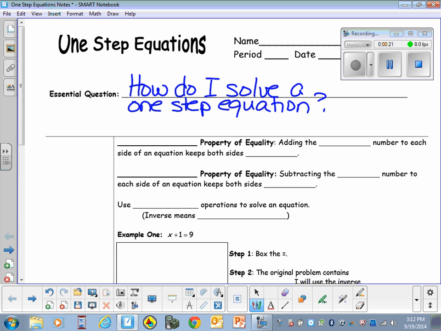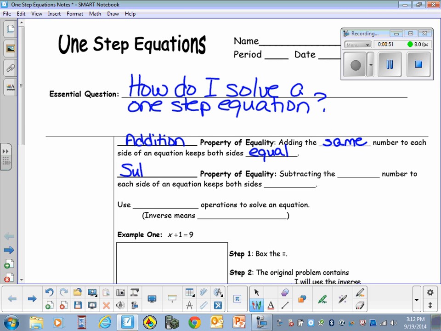First, we need to know some of the properties of equality that relate to solving equations. The addition property of equality allows us to add the same value to both sides of the equal sign and keep the equation balanced. Adding the same number to each side of an equation keeps both sides equal or balanced.